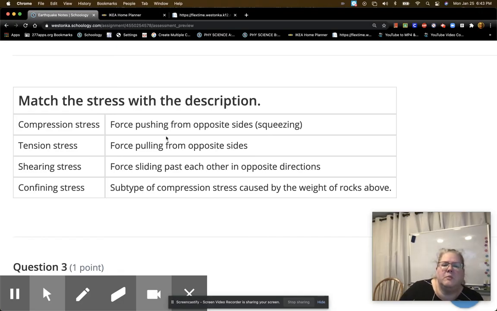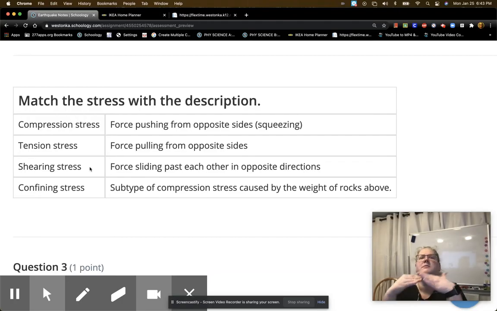So here's just a quick review. Compression forces pushing from opposite sides, squeezing. Tension forces pulling from opposite sides, shearing stresses, that is sliding past each other in opposite directions. And the confining stress is one more we're going to add in here. We haven't really talked about it. It's a subtype of compression stress caused by the weight of the rocks above.